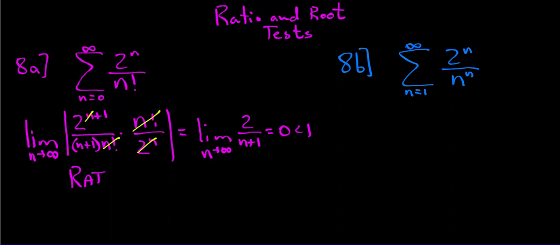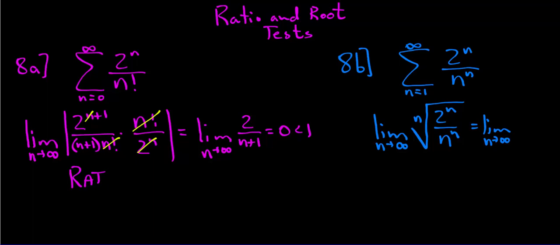Now, this one over here looks a little bit different. This one might be a challenge to use the straight-up ratio test. However, we can do the root test because notice this is 2 to the n over n to the n. That just seems perfect for taking the nth root. So what we've got is the nth root of 2 to the n over n to the n. And that's just the limit as n goes to infinity of 2 over n, which is 0, which is less than 1. Therefore, it converges by the root test.